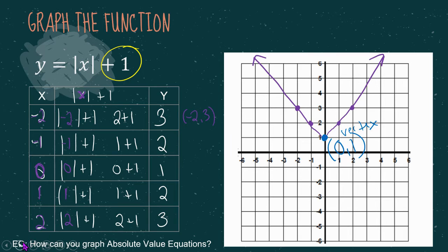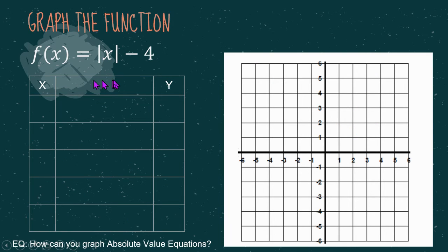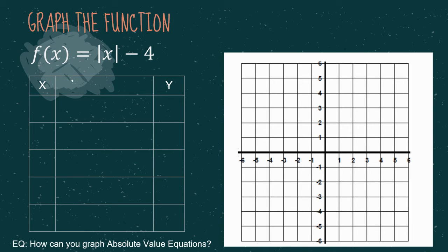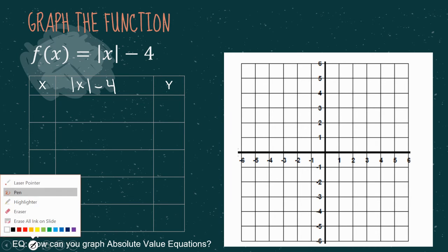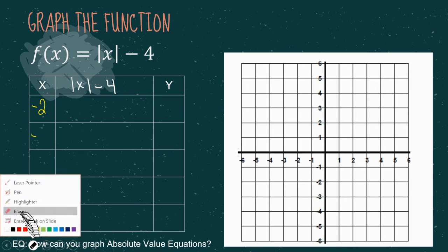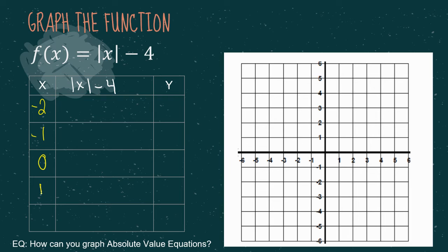All right, one last and final problem. Okay, so if we add 1, we know it went up 1. What do you think is going to happen if we subtract 4? What do you think is going to happen? Let's figure it out. Still write our function here, absolute value of x minus 4. And we're going to plug in our favorite numbers, -2, -1, 0, 1, and 2. And remember, sometimes you have to adjust these numbers.